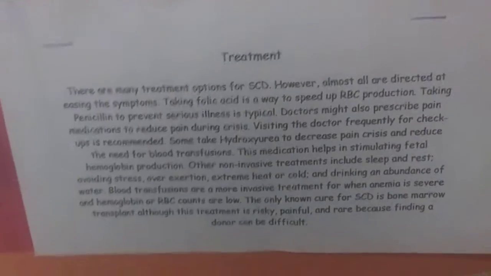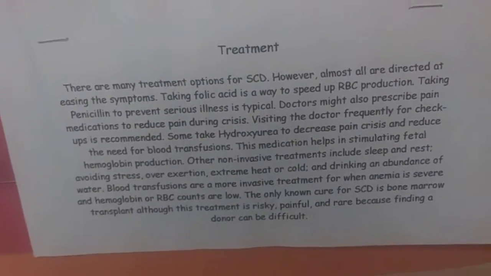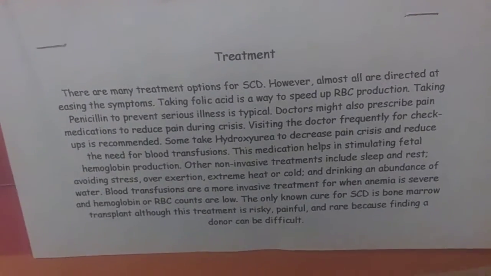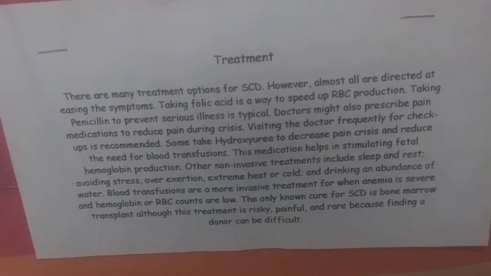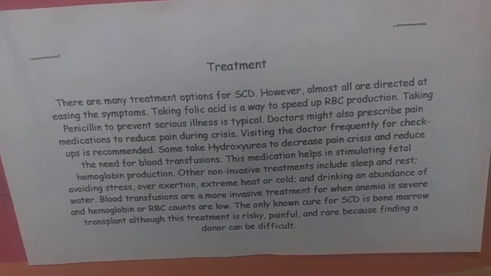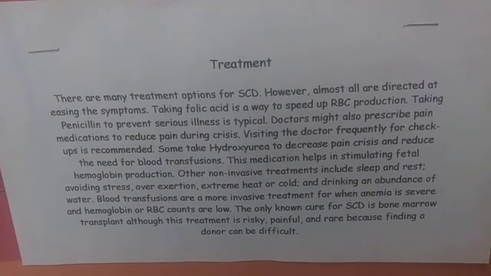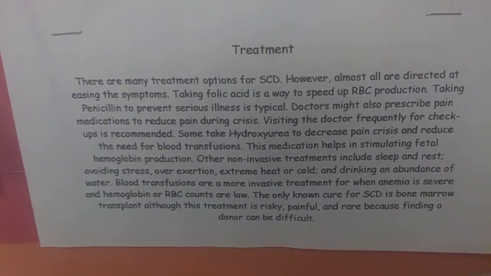There are many treatment options for SCD. However, most of them are directed at easing the symptoms and not a cure. Taking folic acid is a way to speed up red blood cell production. Taking penicillin to prevent serious illness is typical. Doctors might also prescribe pain medications to reduce pain during crisis. Visiting the doctor frequently for checkups is recommended. Some take hydroxyurea to decrease pain crisis and reduce the need for blood transfusions. This medication helps in stimulating fetal hemoglobin production.